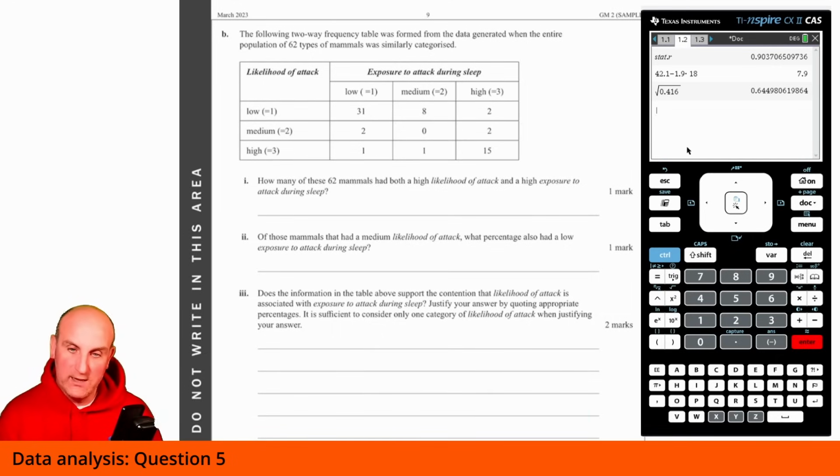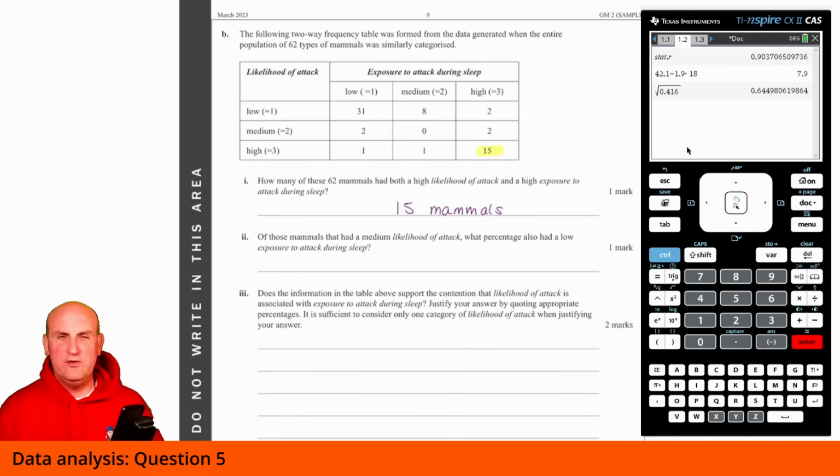So the following two-way frequency table was formed from the data generated when the entire population of 62 mammals was similarly categorized. How many of these 62 mammals had both a high likelihood of attack and a high exposure to attack? Oh, high and high, right? So let me see. High and high. There we go. Nice and easy. I like that one. It was just 15, right? So 15, how many is mammals?